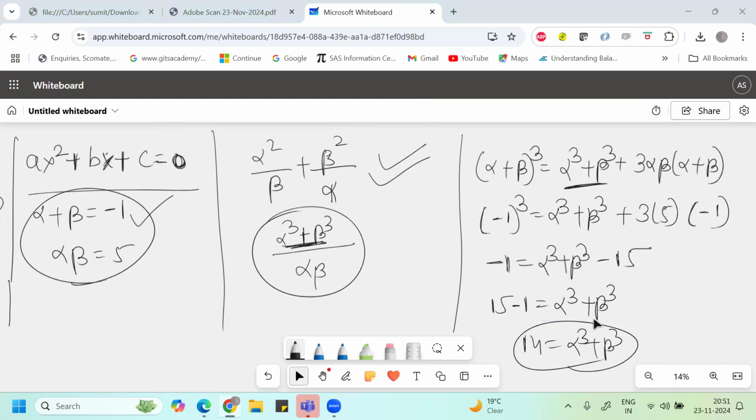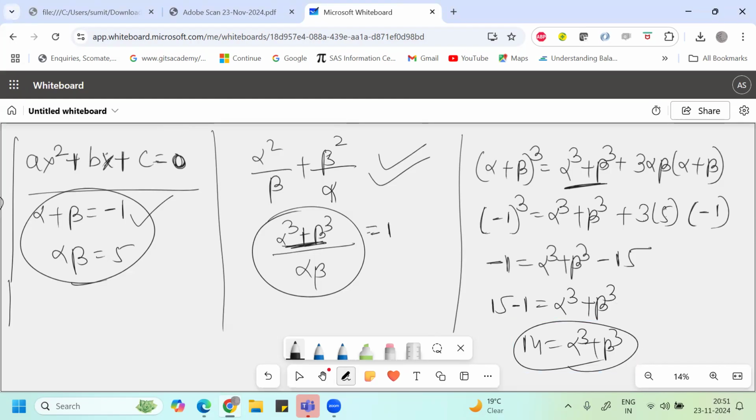क्या आ गया clear? Alpha cube plus beta cube is 14. And here then alpha beta is 5. This is what they ask you.